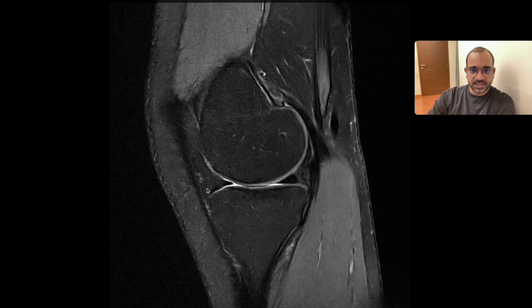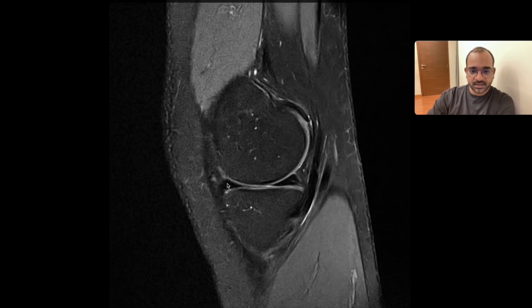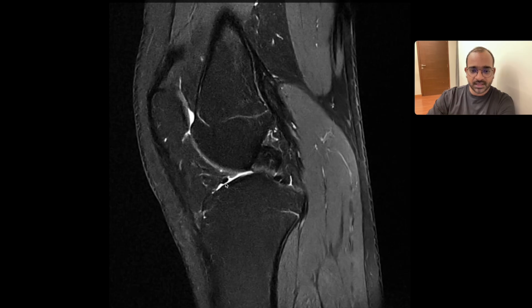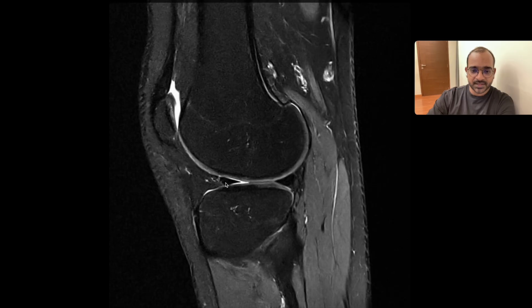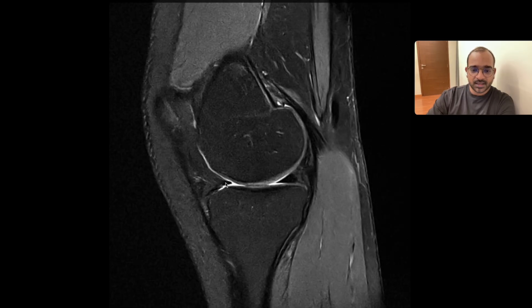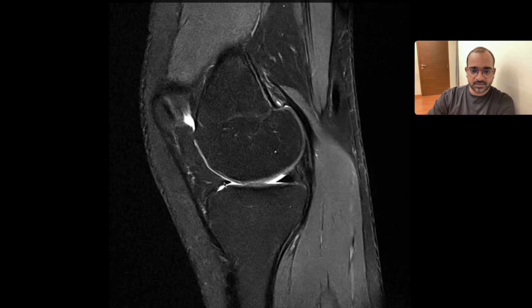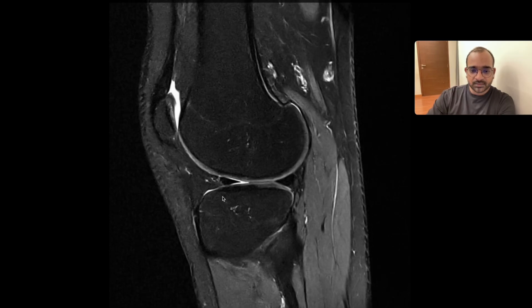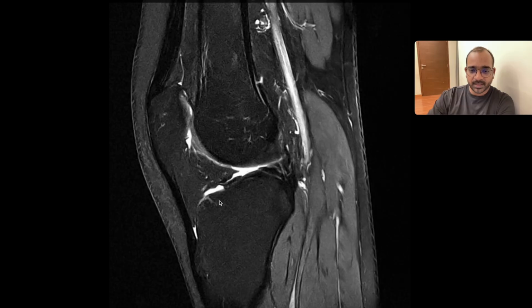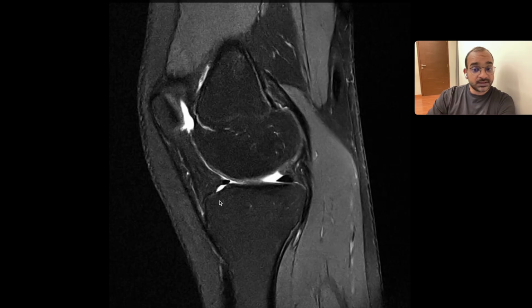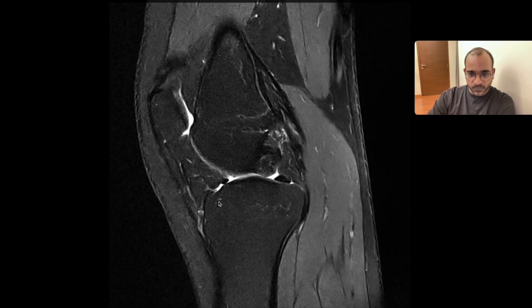If you see on the sagittal images, follow this band anteriorly. It goes and joins the anterior horn of the lateral meniscus and the anterior horn of the medial meniscus. So this band is the transverse ligament or anterior intermeniscal ligament. This is one ligament I wanted to show you.